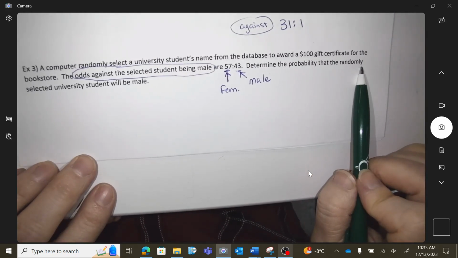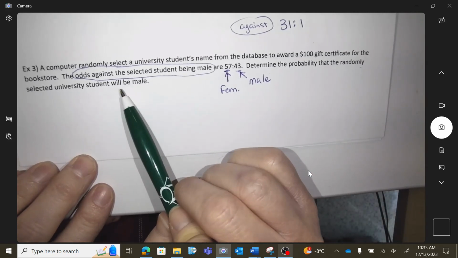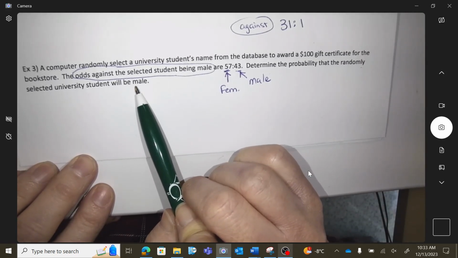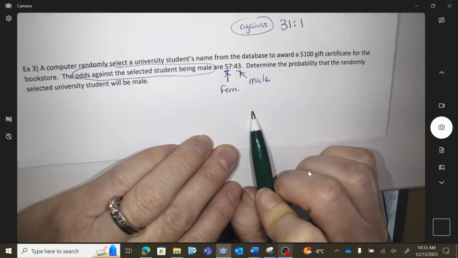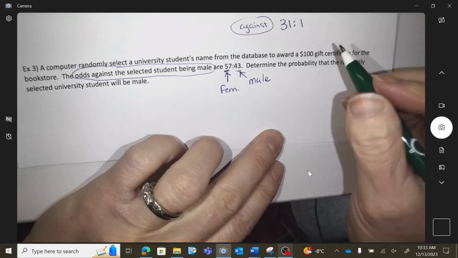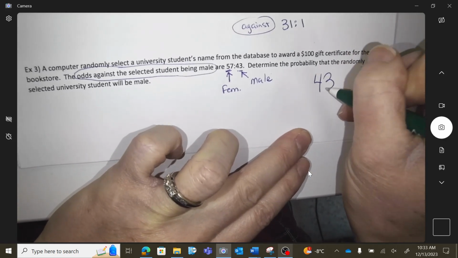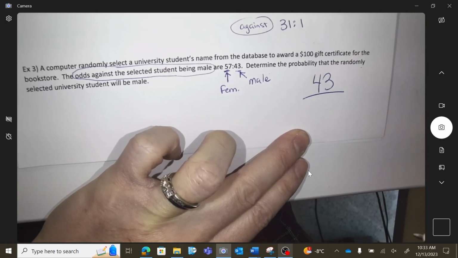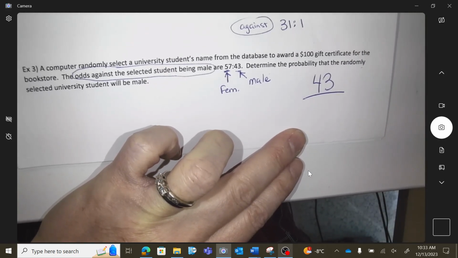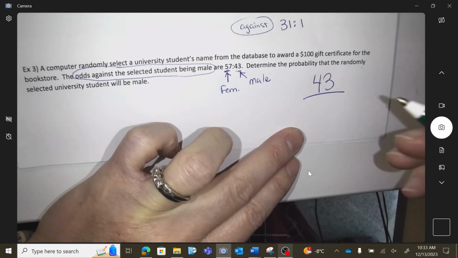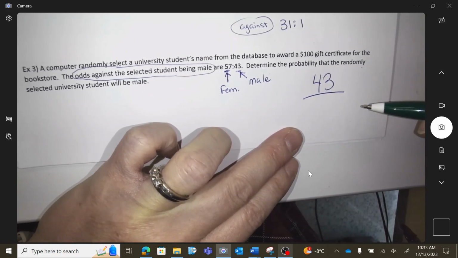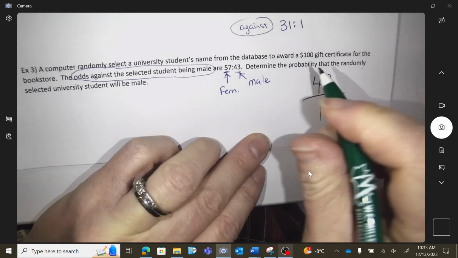Determine the probability that the randomly selected student is male. So how many students did we label that were male? 43 out of, what? How do we do probability? Out of the all. So what's the all number? 100.